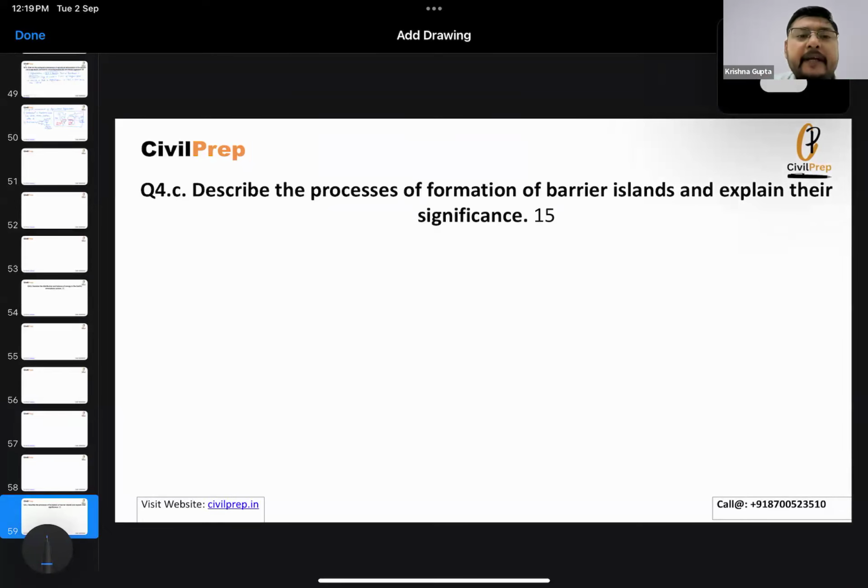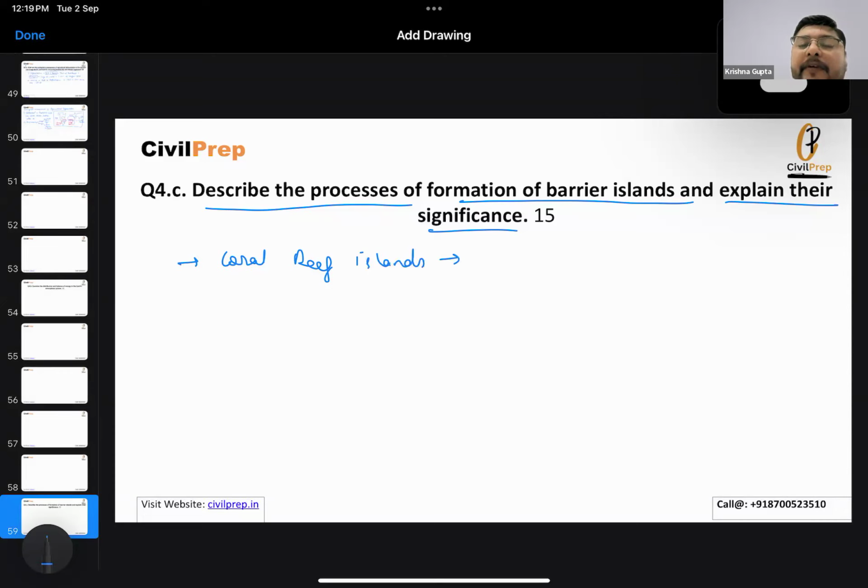Okay, so next question here we have: describe the process of formation of barrier islands and explain their significances. So barrier islands, we will say, are the coral reef islands, which are explained by Murray, then Daly, then Davis, etc. Okay, so these are the coral reef islands, which are formed near the continental shelf region.